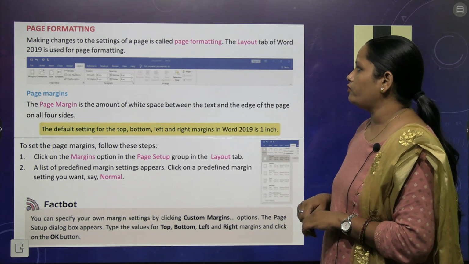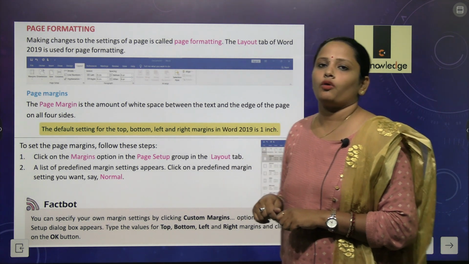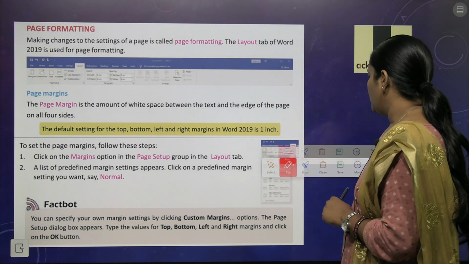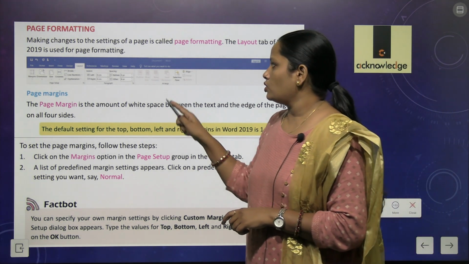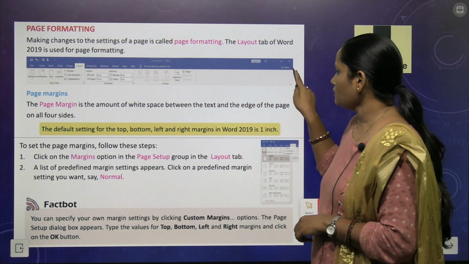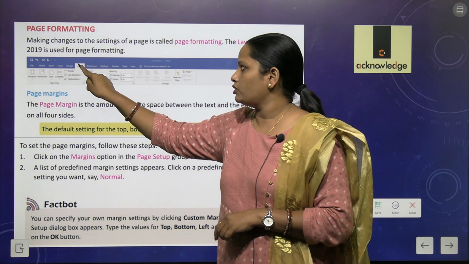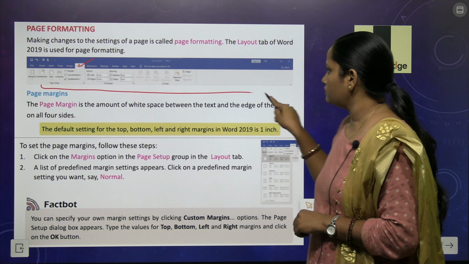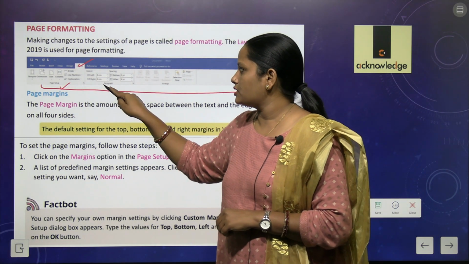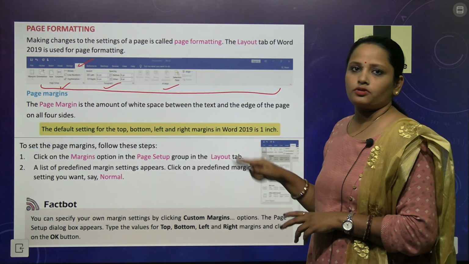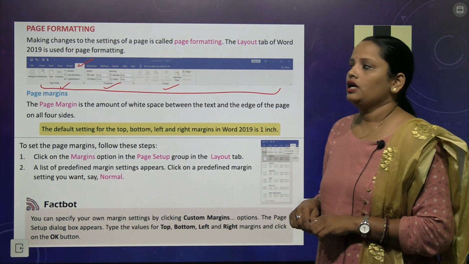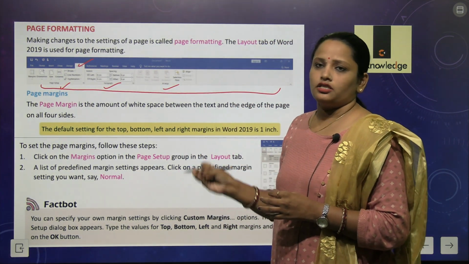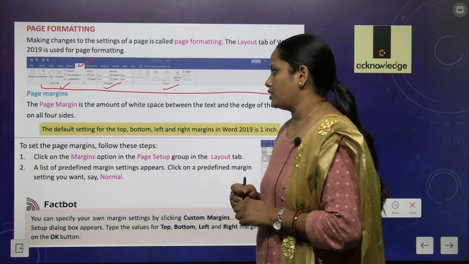The Layout tab of Word 2019 is used for page formatting. So we can go to the Layout tab, and from there we can do the page formatting. This is our ribbon, and in this ribbon we go to the Layout tab. After clicking on the Layout tab, this will come. This is our page setup, this is our paragraph setup, and many other options are given in the ribbon in the Layout tab. From there we can select the spacing and the different things that are given there.